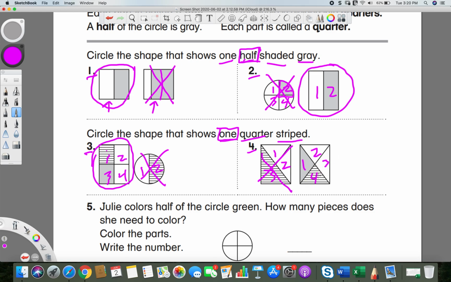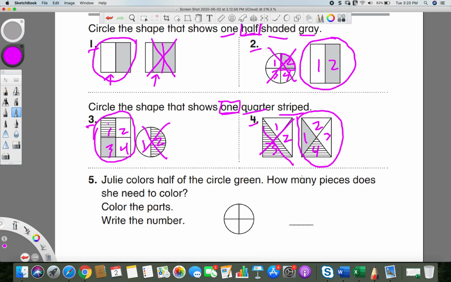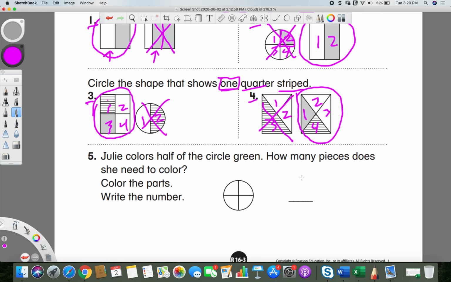And is only one of those 4 pieces have stripes in it? It sure does. So we would actually circle this one. Okay, let's go down to number 5 and see if we can figure this one out.